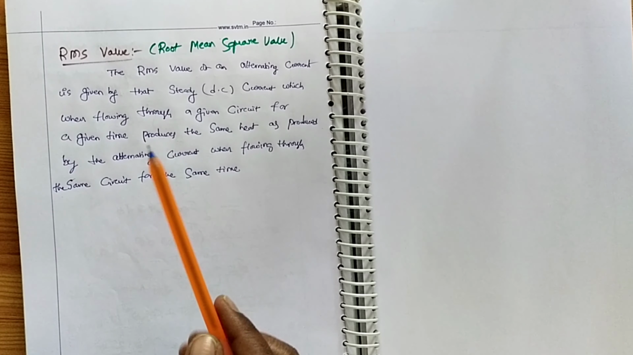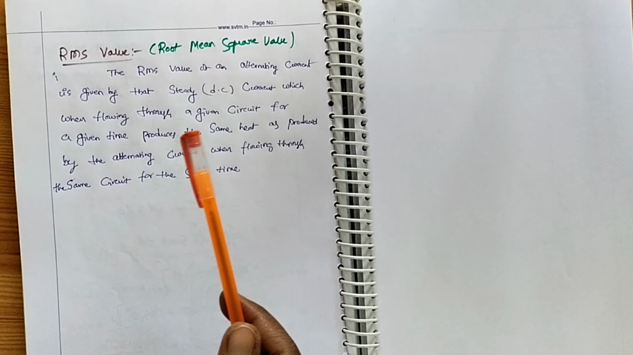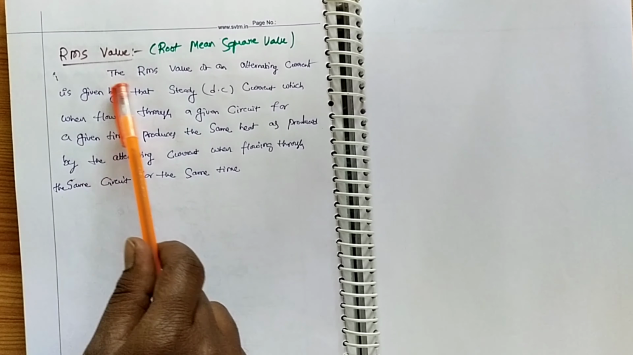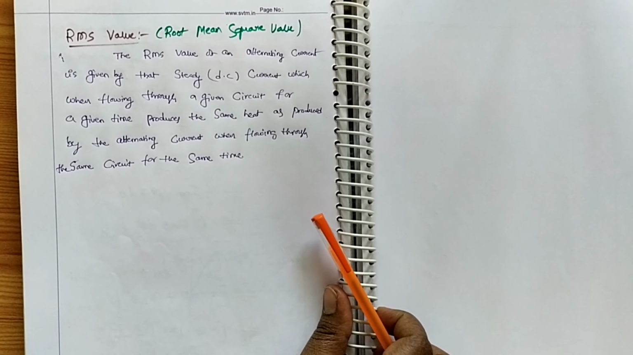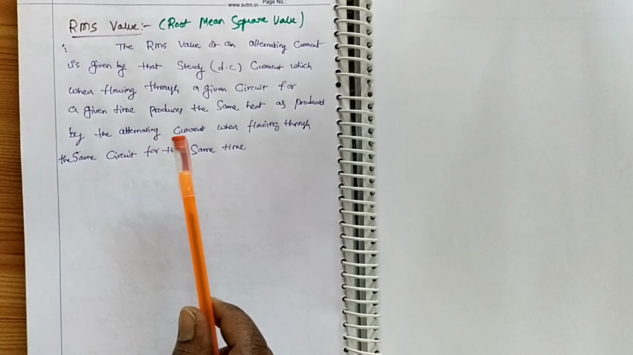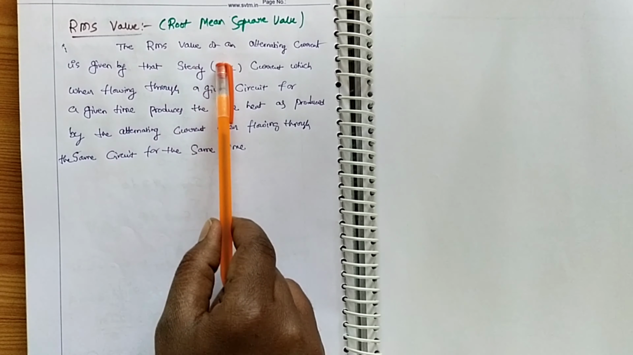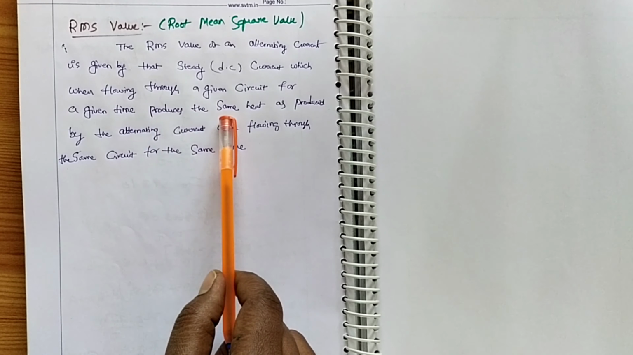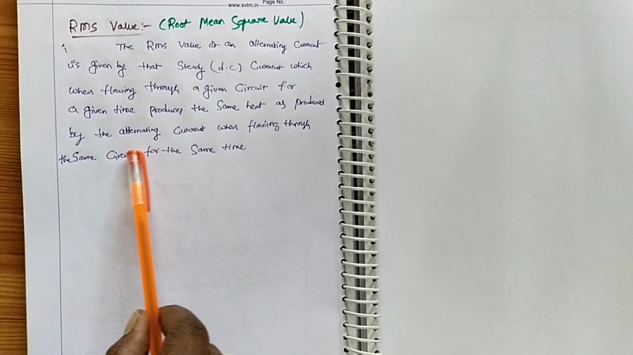Normally the current I is measured by the amount of work it will do or the amount of heat it produces. The RMS value depends on the amount of heat produced, and based on that the RMS value is defined. The RMS value of an alternating quantity is given by the steady current, steady current meaning DC current, which when flowing through a given circuit for a given time produces the same heat as produced by alternating current when passing through the same circuit.